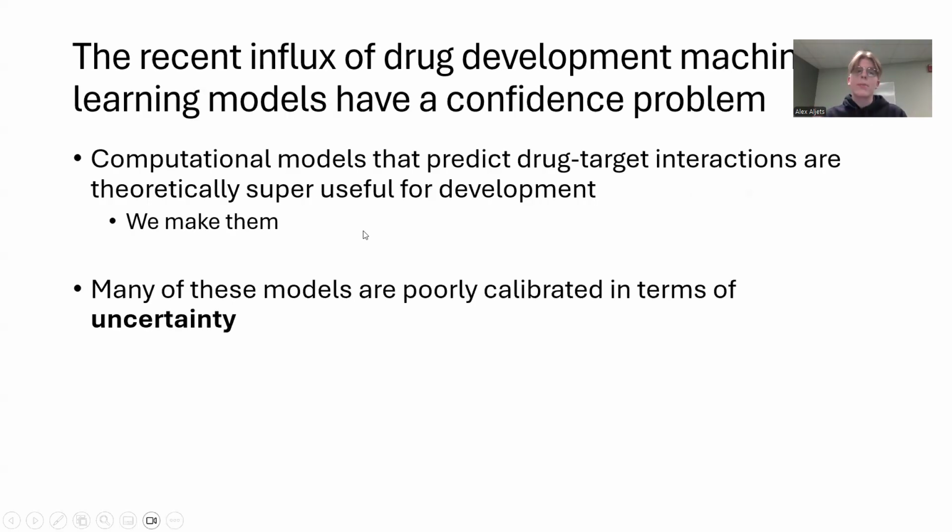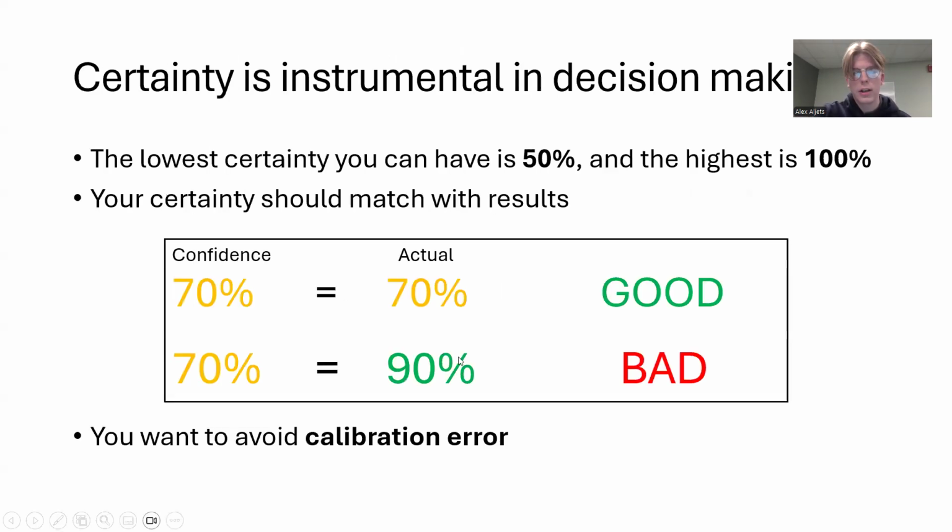So the idea behind the paper is there's a bunch of computational models that are predicting drug target interactions. And these are theoretically going to be really useful for drug development. We make them, they're super cool. However, a lot of the models are poorly calibrated in terms of uncertainty.